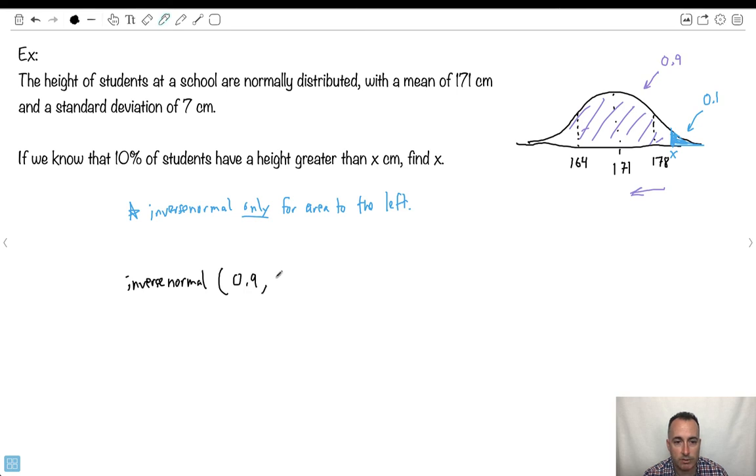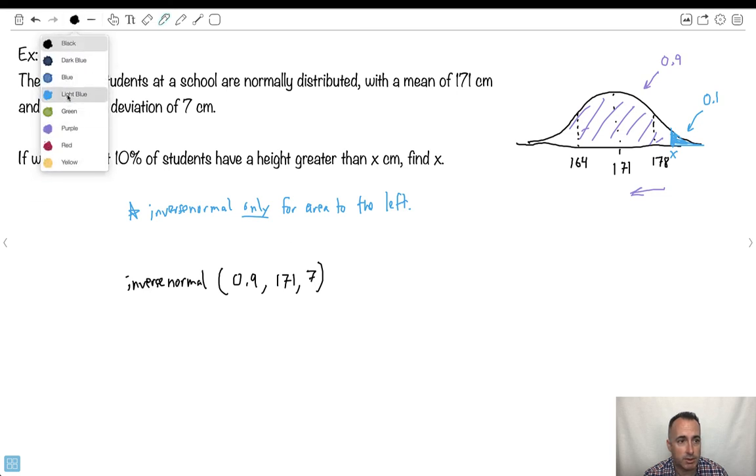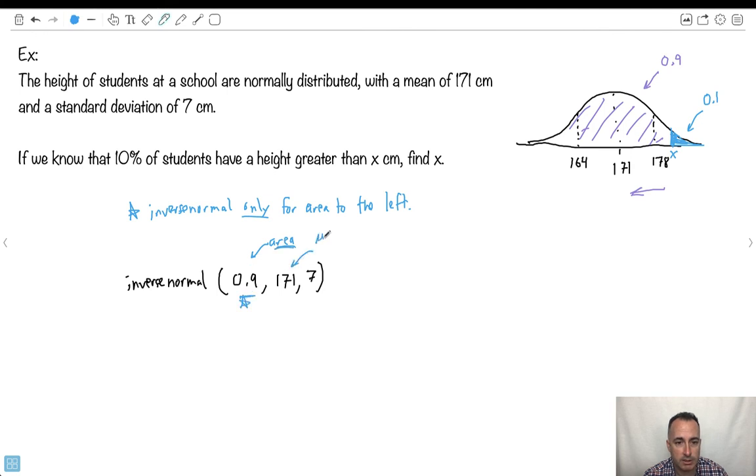I'm going to tell it, of course, the mean is 171 and the standard deviation is 7. I'll make sure I label what everything is. So this right here is the area. That was the key part here. This was not trivial. This here's the mean. This here's the standard deviation. And let's see what my calculator tells me. It is that easy once you figure out what to do. The key is to know what to do here.